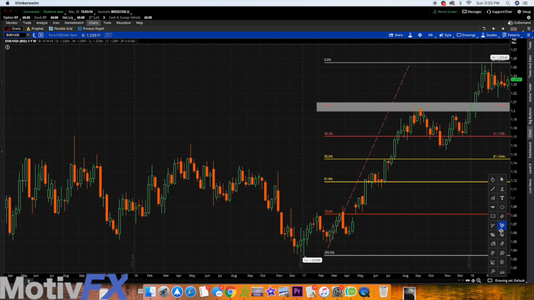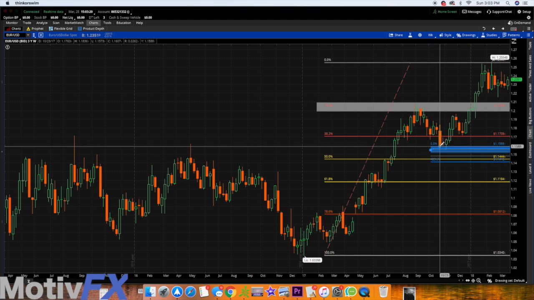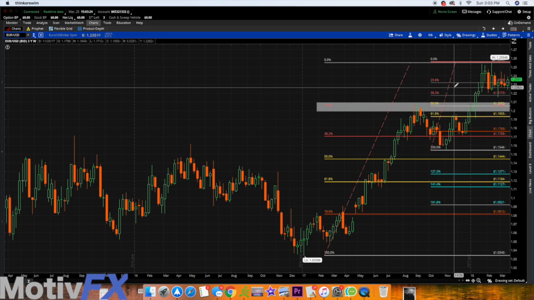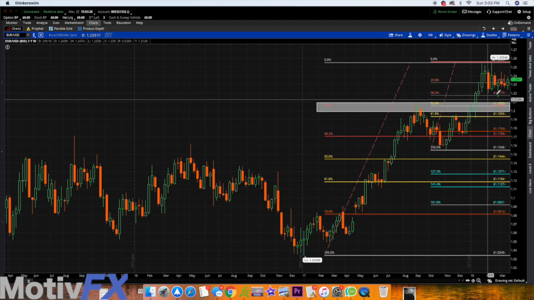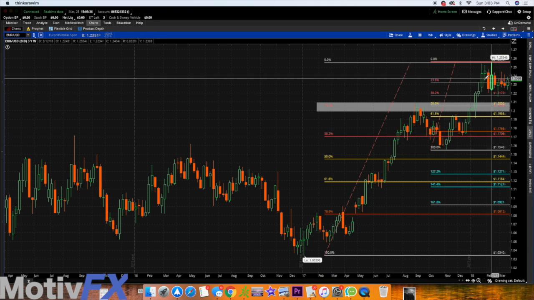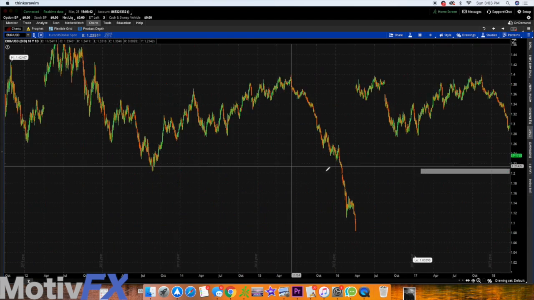Now, if I pull open the fib here, again, from this structure low to this high, you guys will see that we're still hanging around the 23.6 of this move, which again is a fast move, okay? Markets could easily run down to the 50% level, test the 50, and then push back up into structure, but the dollar's not giving us a chance to catch any kind of sell here on this Euro USD, okay?